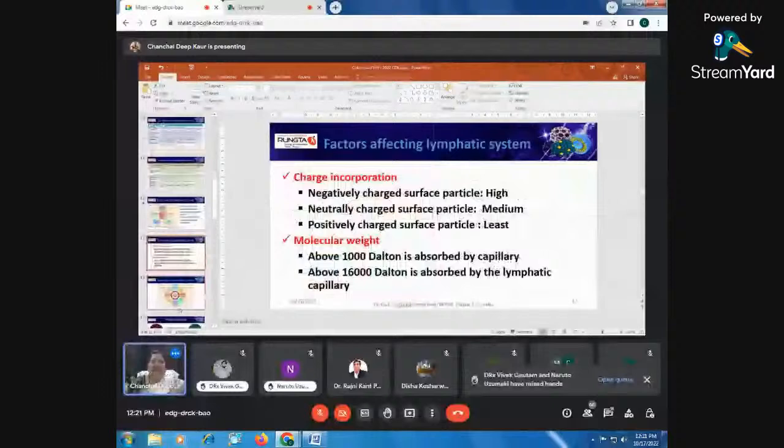So in charge incorporation, you can use negatively charged surface particles which have very high affinity. The neutrally charged surface particles have medium affinity, and positively charged particles have least affinity to lymphatic organs. Then we will see molecular weight. Molecular weight is also a very important parameter. So above 1000 Dalton is absorbed by capillaries, and above 16,000 Dalton molecular weight, the drug is absorbed by the lymphatic capillaries.